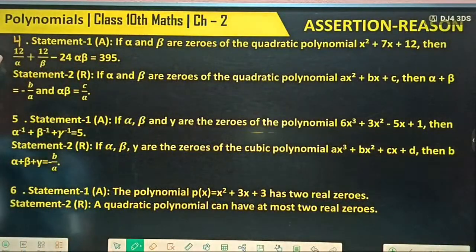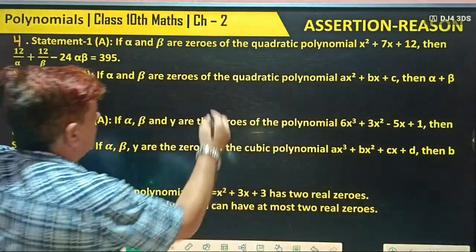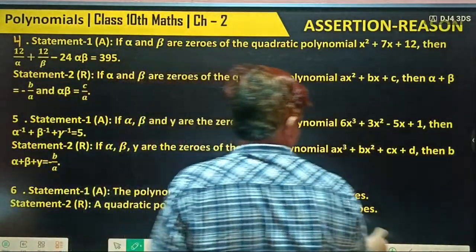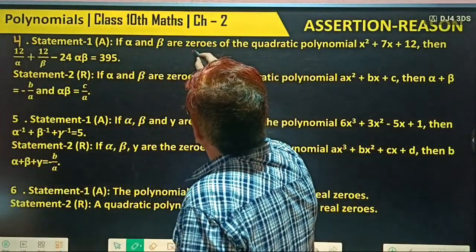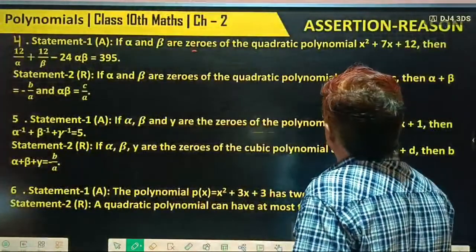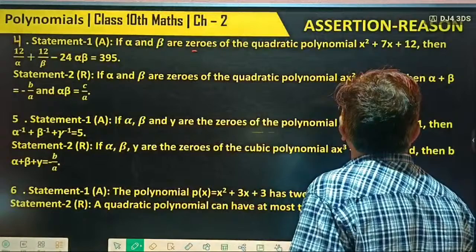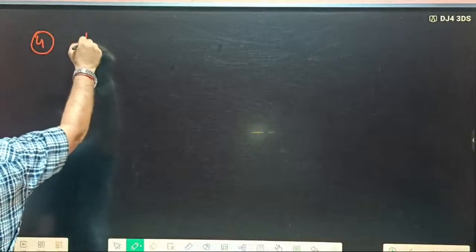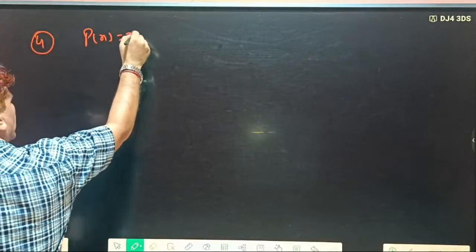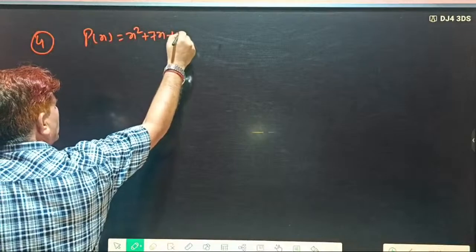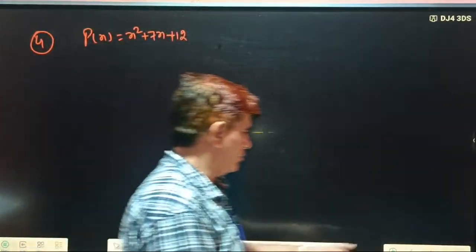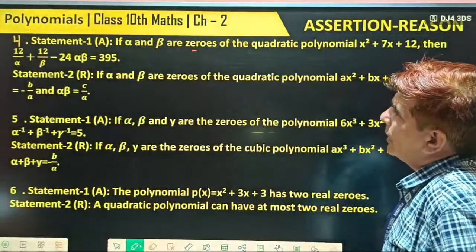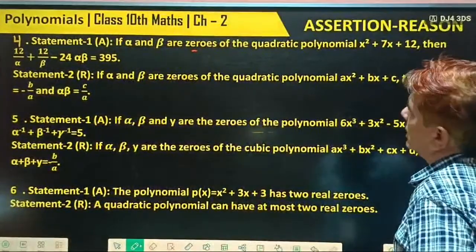Question number 4, statement 1: if alpha and beta are the zeros of a quadratic polynomial, which quadratic polynomial is this? X square, adding one more. So whose polynomial? This polynomial, x square plus 7x plus 12. So we are taking the fourth polynomial p(x) as x square plus 7x plus 12. This is given. Try to understand from here. If alpha and beta are the zeros of this quadratic polynomial.